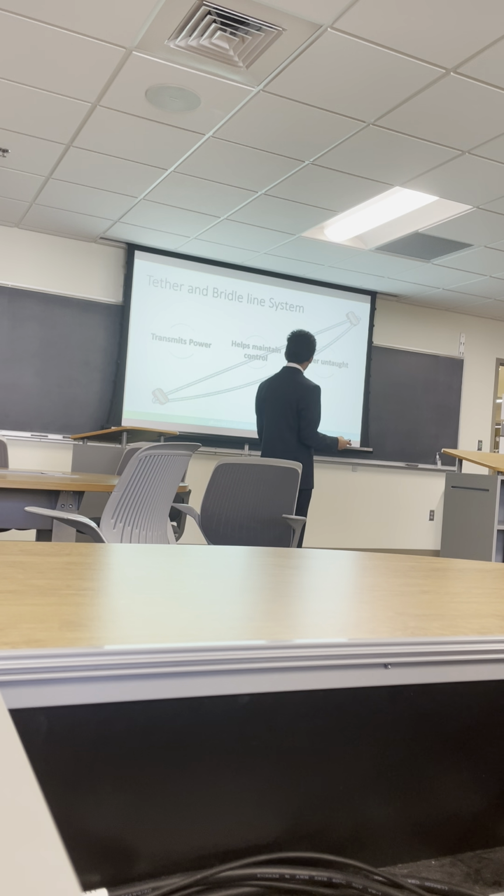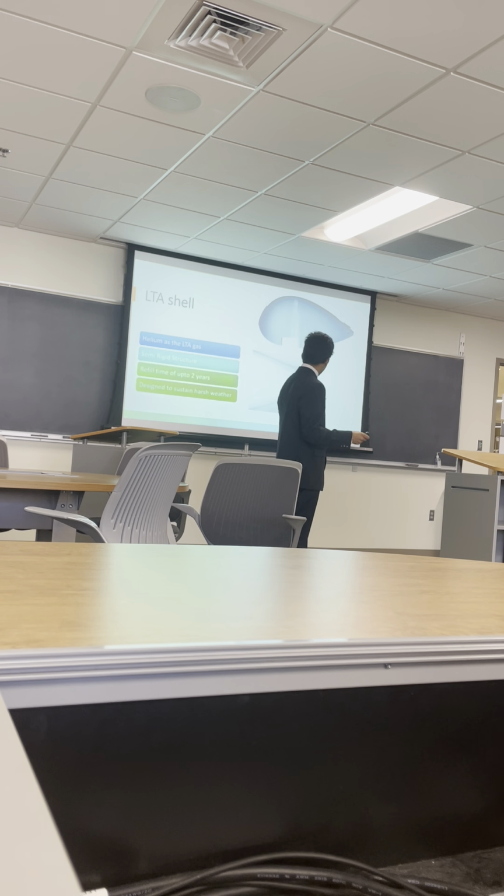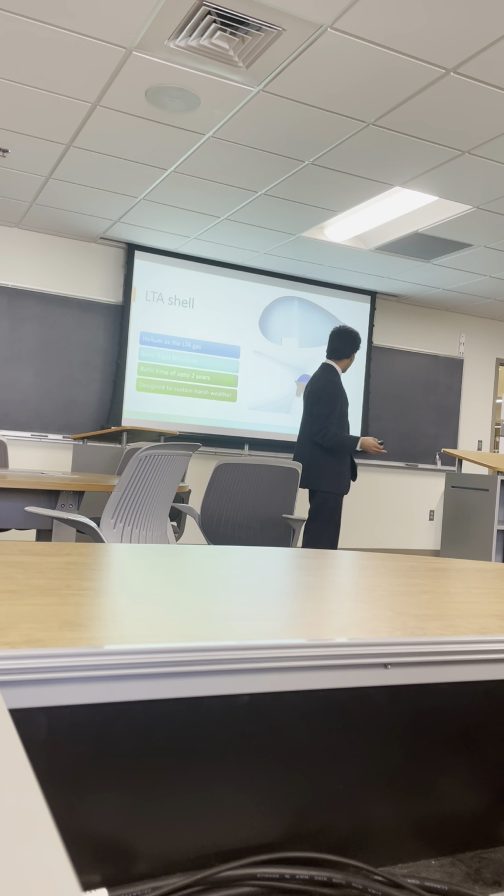The tether and braided line system, unlike other OAS systems, is static and transmits power from the ground, and is designed to go up to 10 kilometers. Then there's the LTA shell, which is the helium balloon. The main way the farm gains stability is through the helium balloon, and the LTA, lighter than air gas that this uses is helium, as mentioned before.